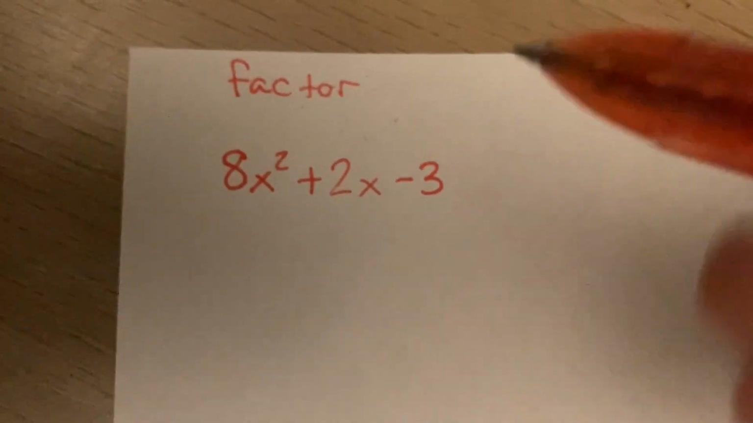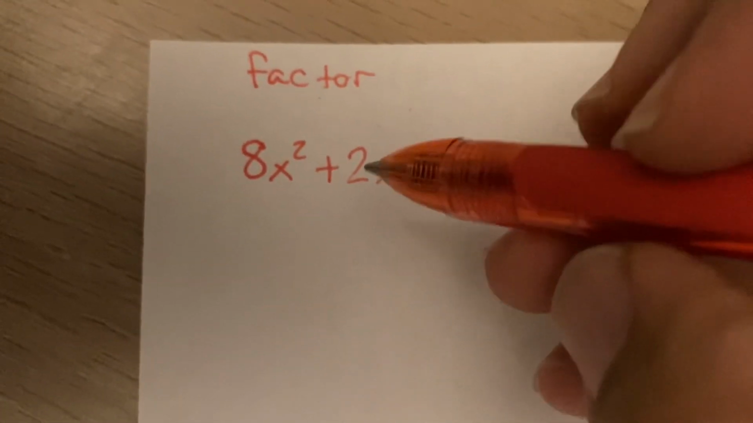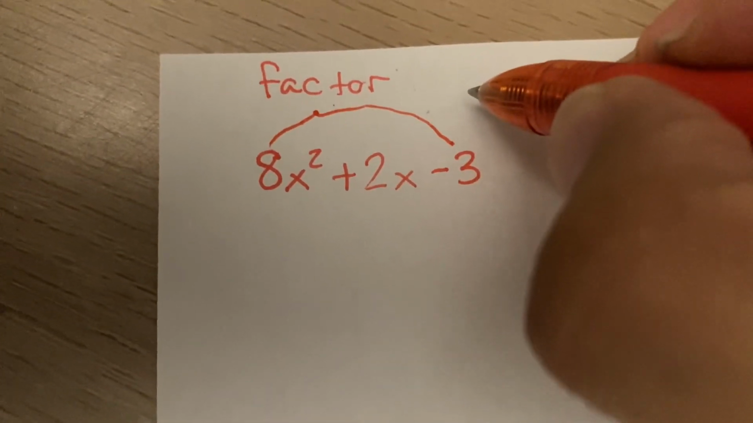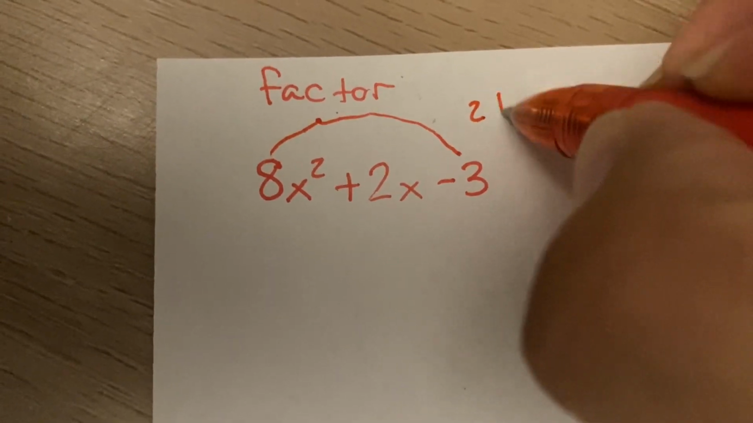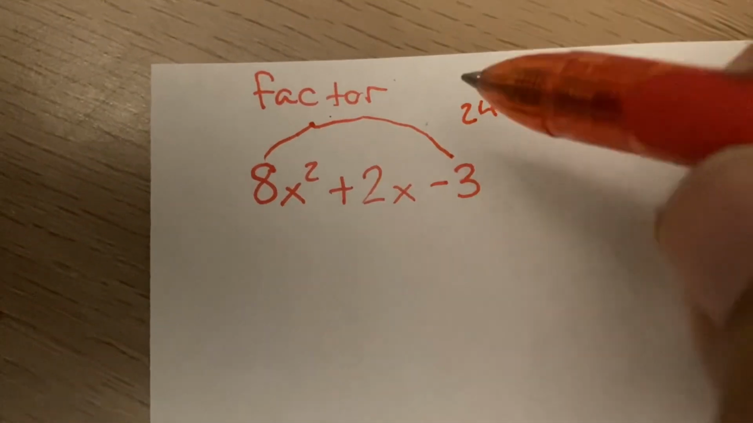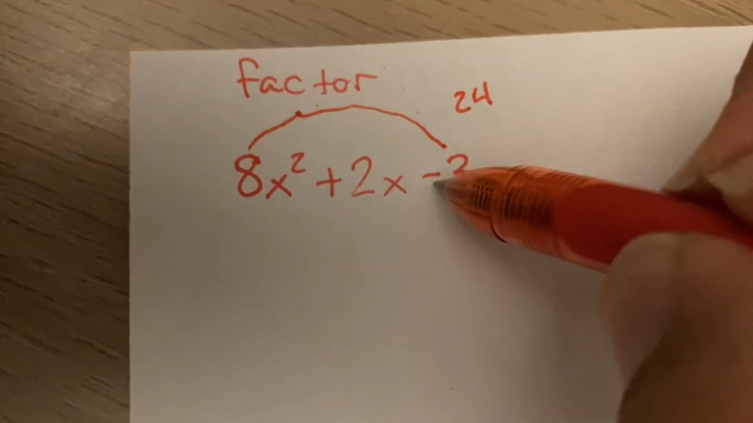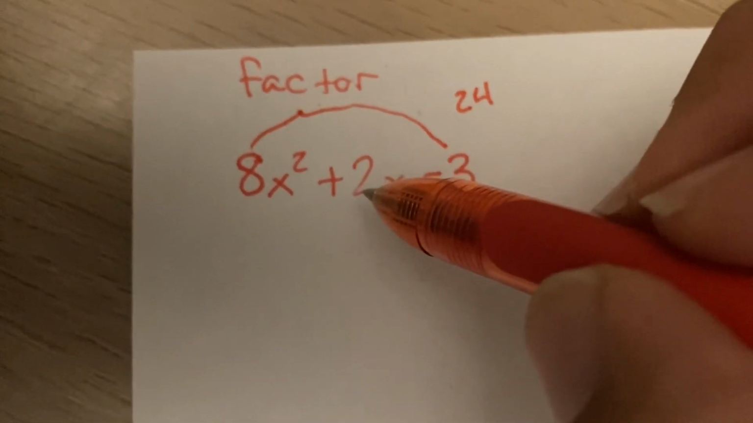All right, let's factor this. Now, the first step you got to do is multiply the first number times the last number, giving you this number up here, that's going to be 24. So what two numbers multiply to make 24, but when you subtract them, they make 2?